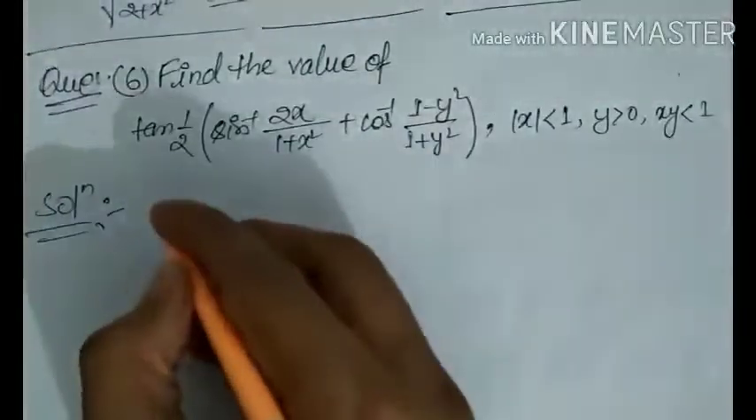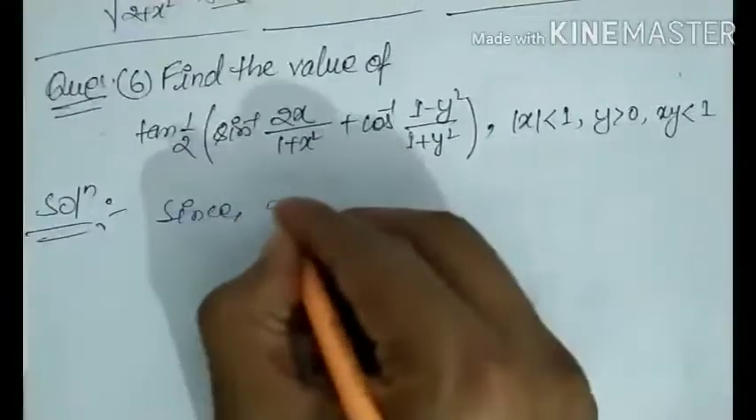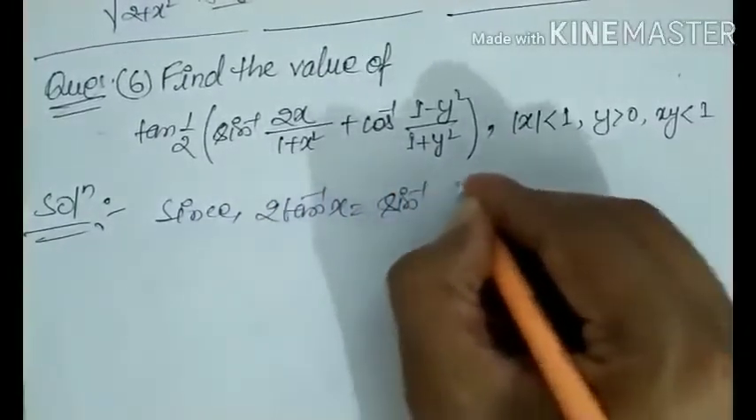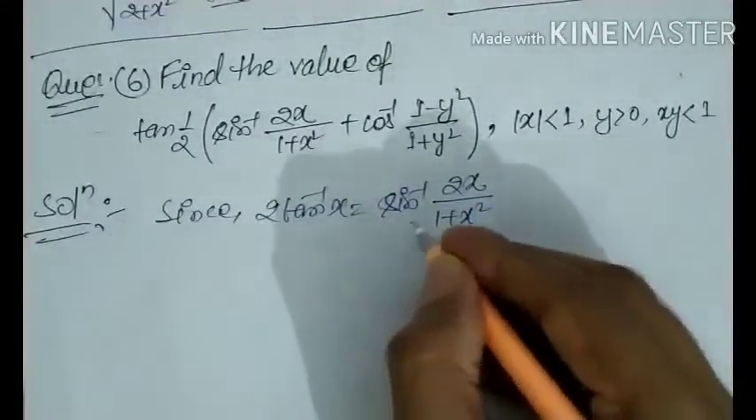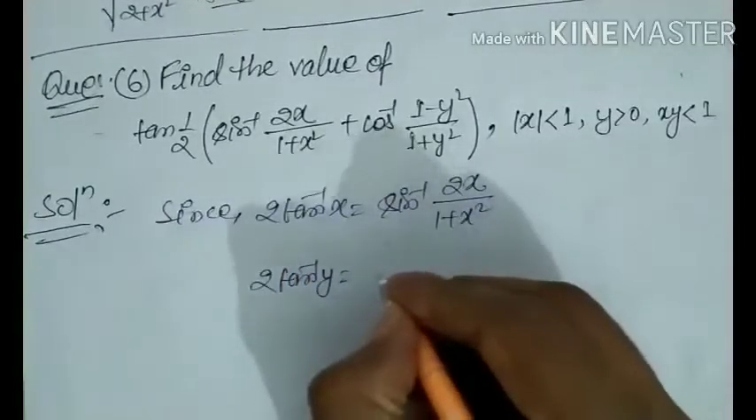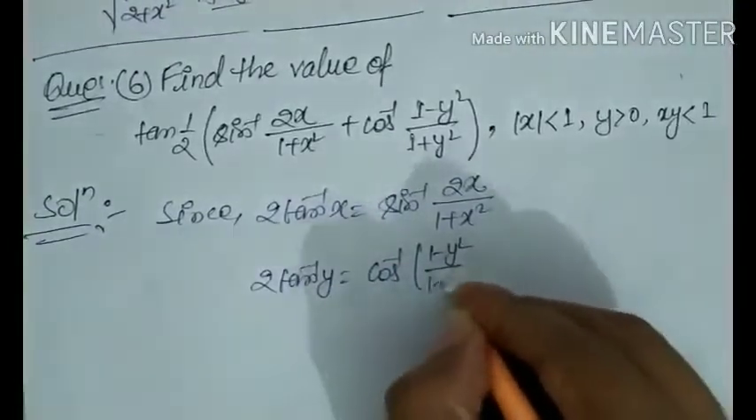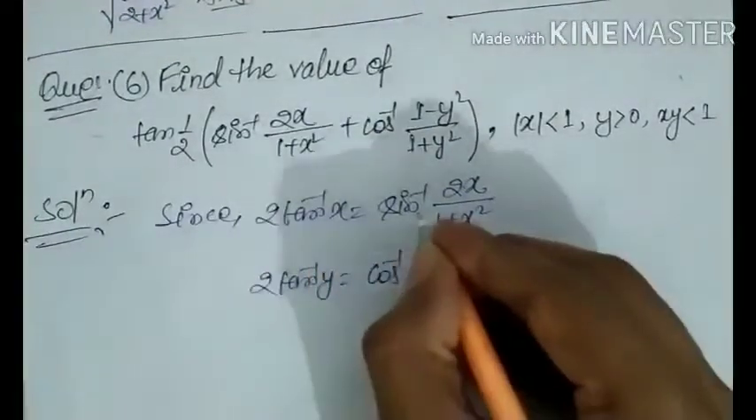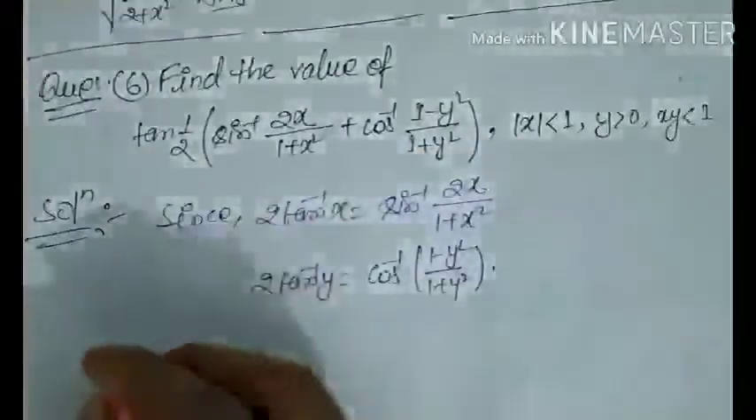As we know, 2 tan inverse x is equal to sine inverse 2x upon 1 plus x square, in the form of sine inverse, and 2 tan inverse y is equal to cos inverse 1 minus y square upon 1 plus y square. This is the formula of tan inverse y and tan inverse x in the form of sine inverse and cos inverse. I'm going to apply these two formulas in this question.